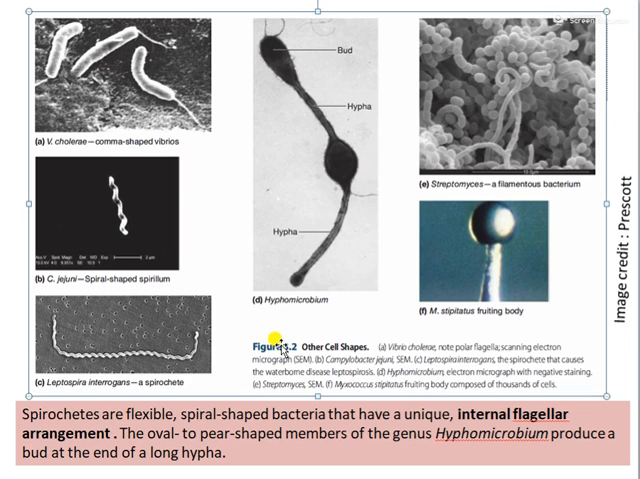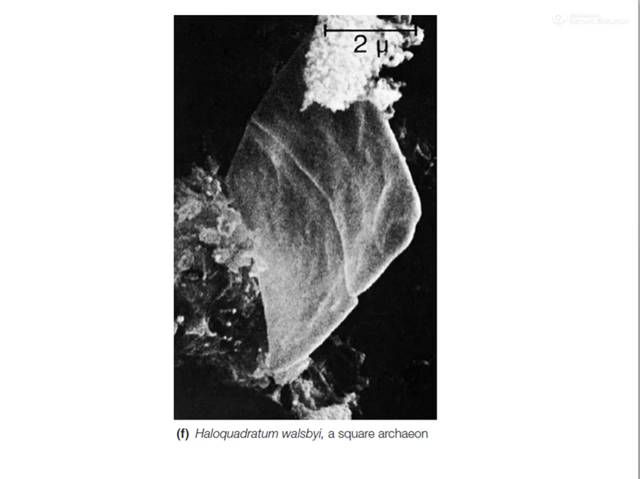We also have a diverse range of bacteria. Here in D, which is Hyphomicrobium, you can see it is considered an oval or pear-shaped member, and at the end it produces a long hypha. Many other bacteria occur as filaments, like actinomycetes or Streptomyces; all come under this group of filamentous bacteria. And if we move on, you can see some bacteria also produce fruiting body-like structures. Myxococcus is an example of that. So a wide range of shapes are exhibited by bacteria.